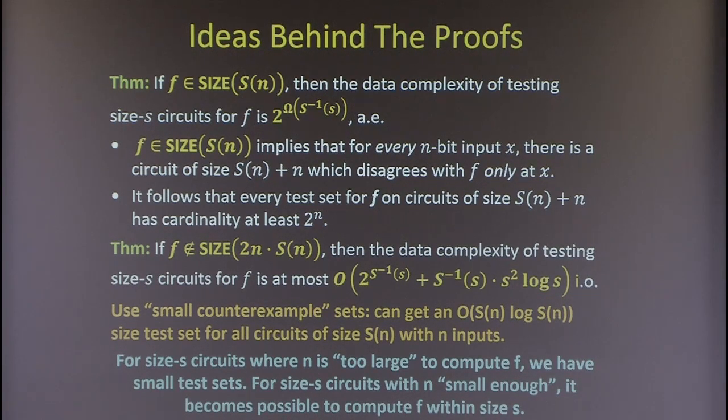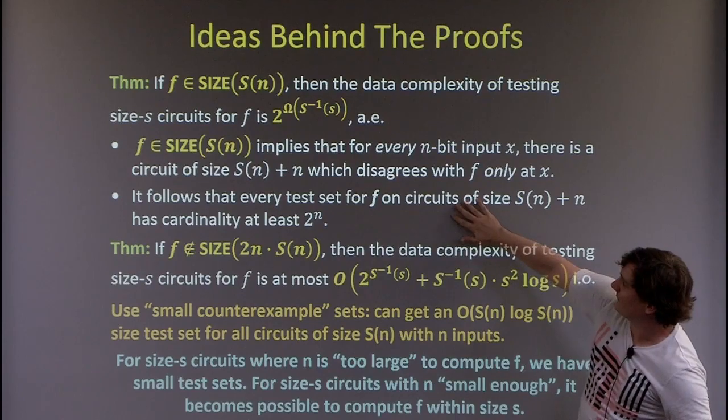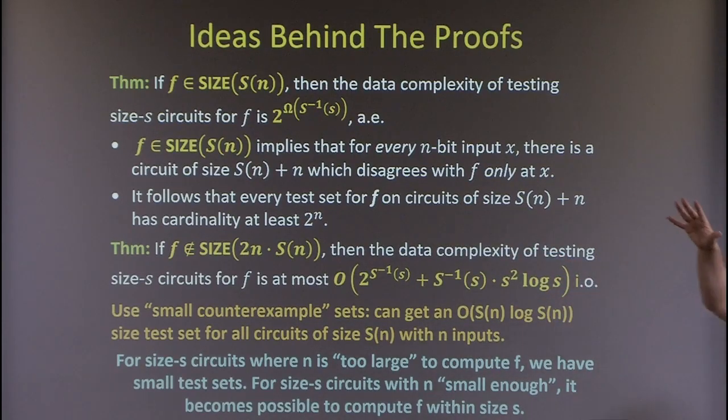Then for circuits where n is small enough, once n becomes small enough, we can actually compute a slice of f, then it becomes possible to compute f with size s, and then we have to include all possible inputs. So the way this is saying is that your minimum test set is going to look like the following. When n is small enough, you're going to have all possible inputs, labeled examples, up to a certain point where you're reaching the circuit complexity.